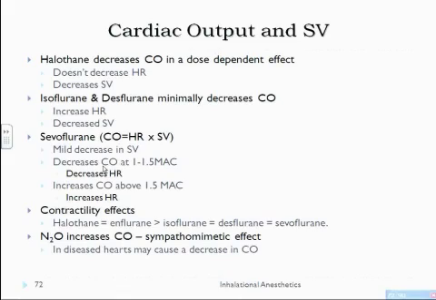Nitrous oxide itself increases cardiac output via sympathomimetic effects. So as long as the patient's got a normal sympathetic system, then nitrous oxide is actually pretty supportive. If you have somebody who's chronically diseased, who already has significantly decreased autonomic function, what you'll see when you start that nitrous oxide is significant instability of the autonomic nervous system, and you can get a drop in cardiac output as a consequence.